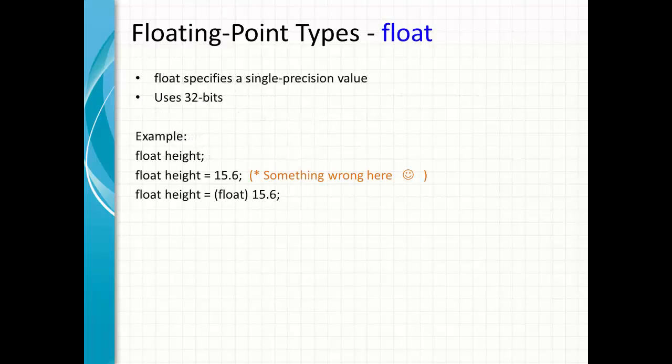Now, if we look at float, it is 4 bytes or 32 bits, and float specifies a single precision value. So 32 bits, single precision. And how to declare them? Either float height or float height is equal to 15.6. Now, over here, there is a comment. It says something wrong here. Can you guess what is wrong here? If not, let us type this one in our IDE and try.